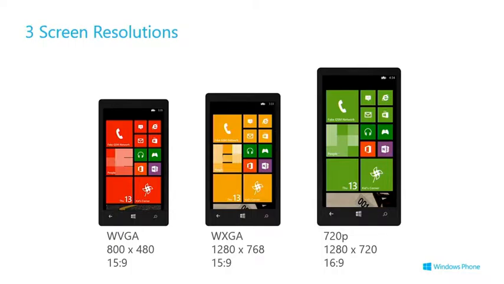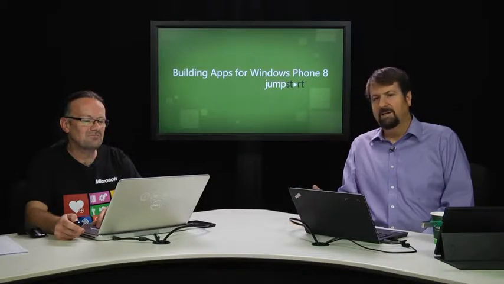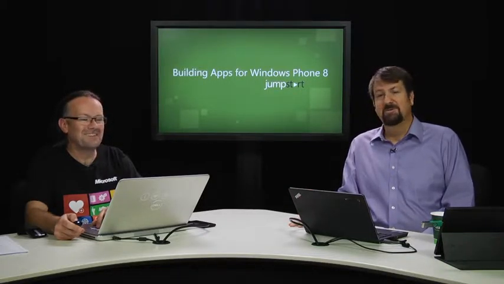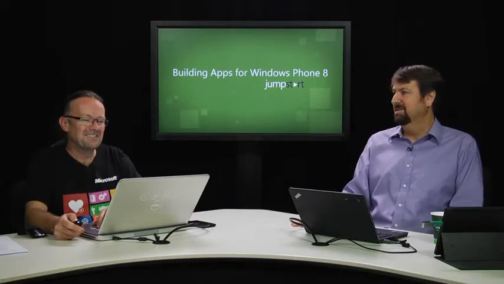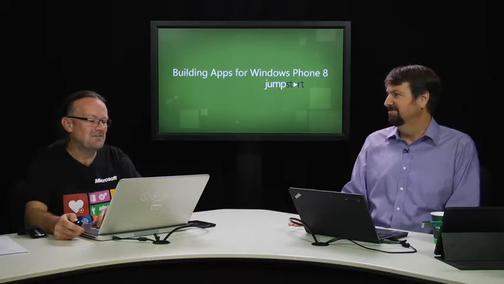3 screen resolutions. So up till now, Windows Phone 7.1, we've just been in the left one there, WVGA 800 by 480. And it's a 15:9 aspect ratio. You know, when we started Windows Phone 7, 800 by 480 seemed like a pretty high resolution, didn't it? It did. It seemed like, wow, this is amazing. Yeah. Not so much anymore, huh? No, not so much anymore.